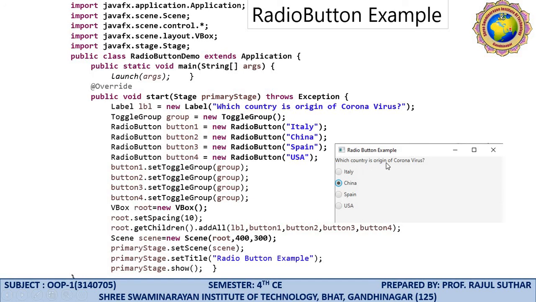Like, which country is the origin of coronavirus? So China. Just click on any one from the given list of available countries. This is displayed vertically because we are using the VBox. If you work with horizontal, it will be HBox instead of VBox.